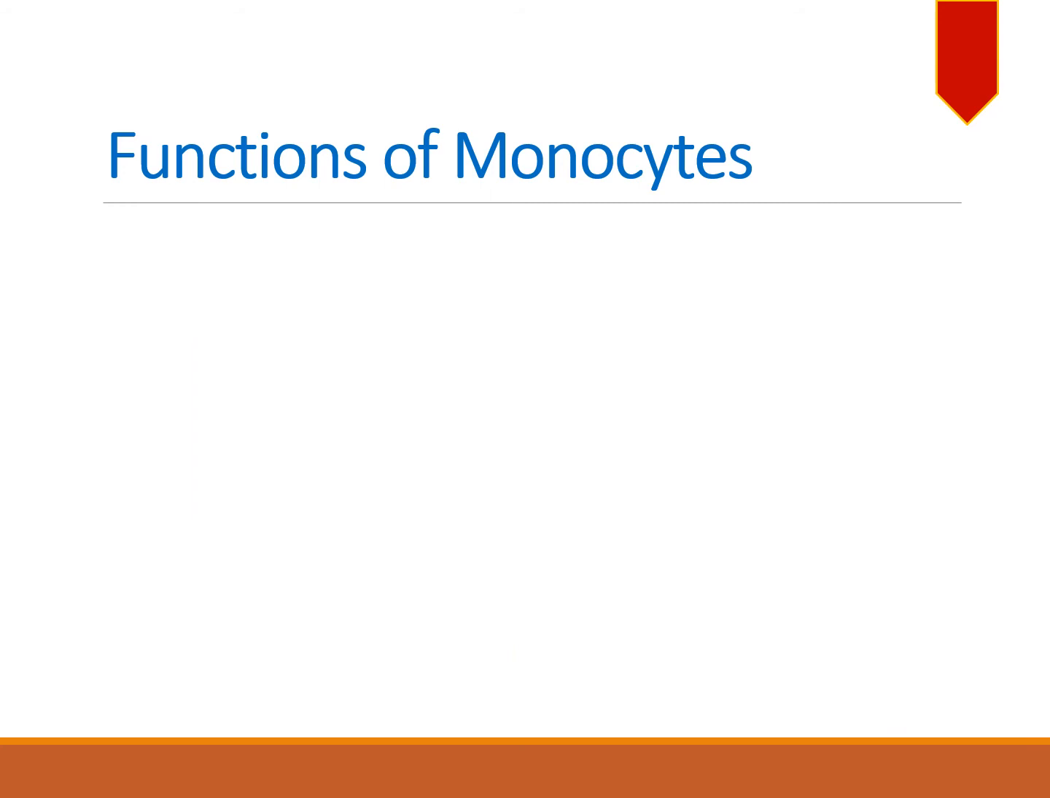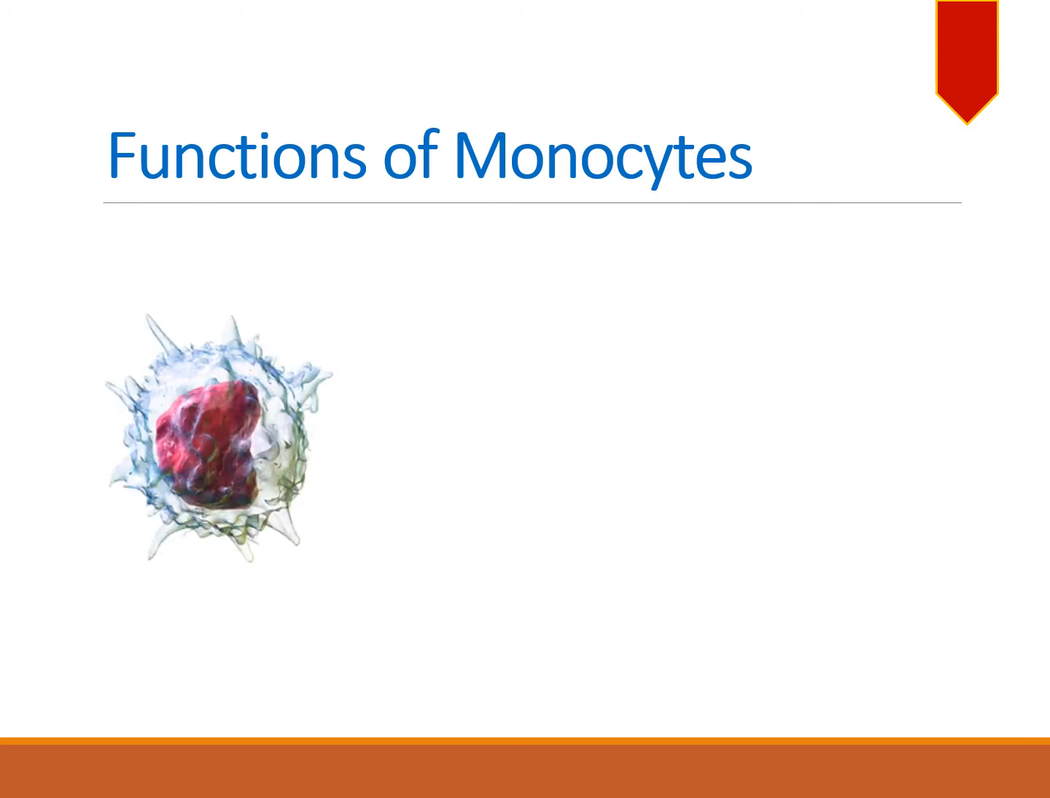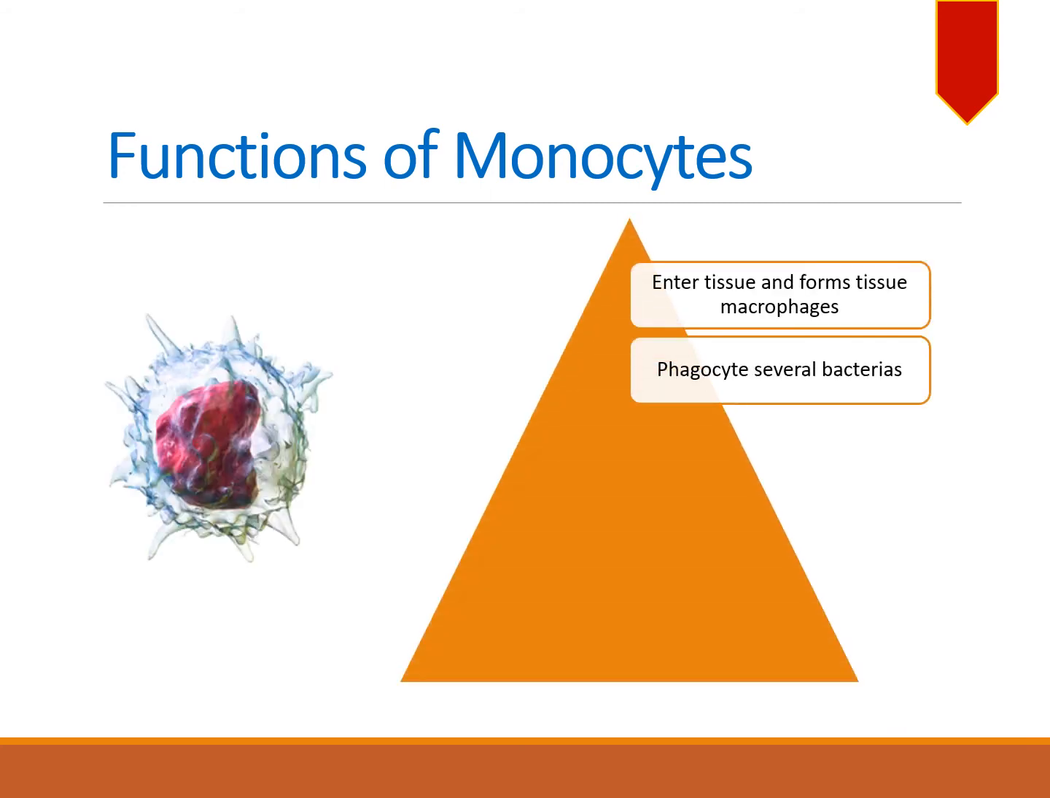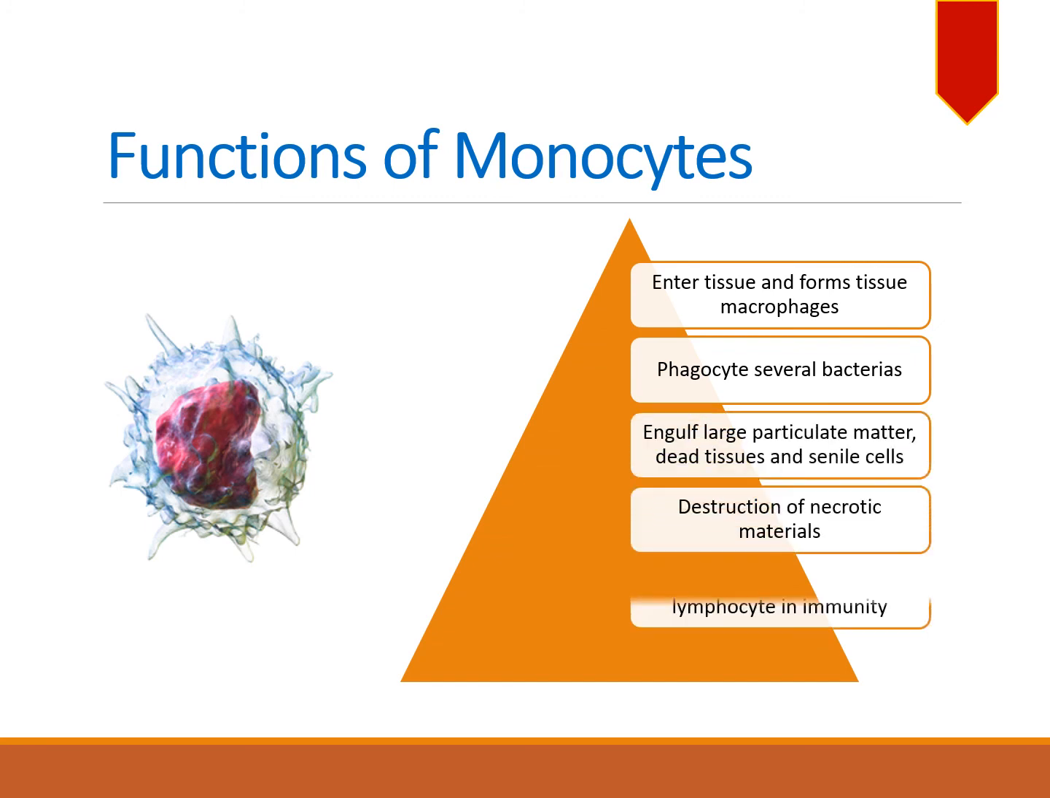Now let's study the functions of monocytes. They help in entering the tissues and form tissue macrophages. They are phagocytes of several bacteria. They engulf large particulate matter, dead tissues and senile cells, help in the destruction of necrotic material, and cooperate with B and T lymphocytes in immunity.